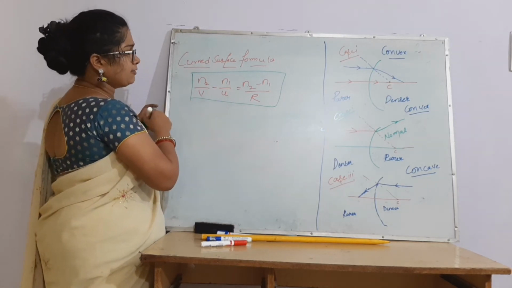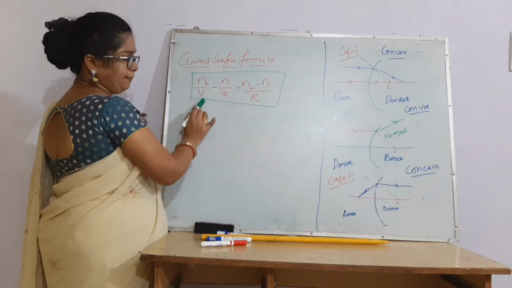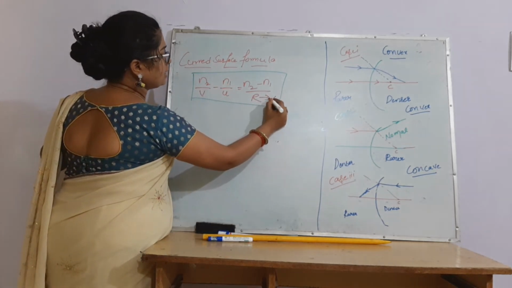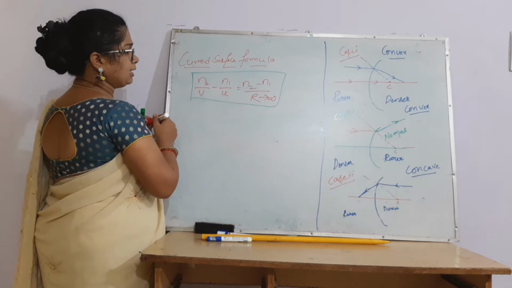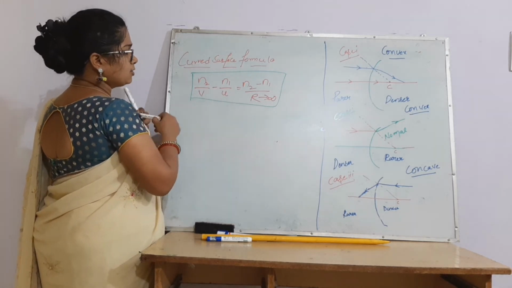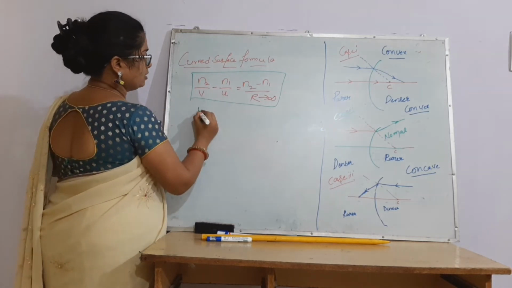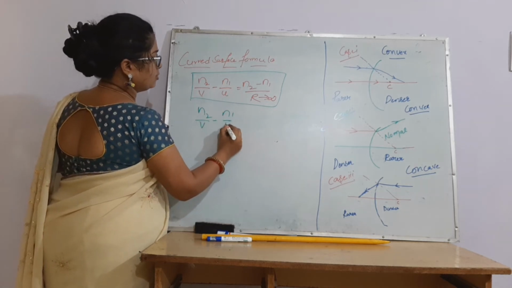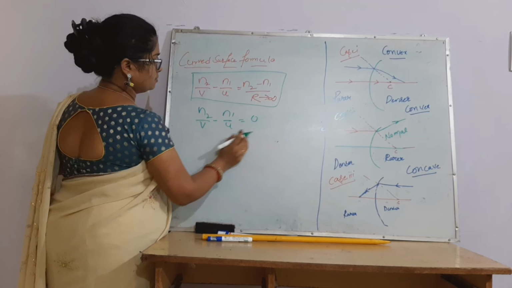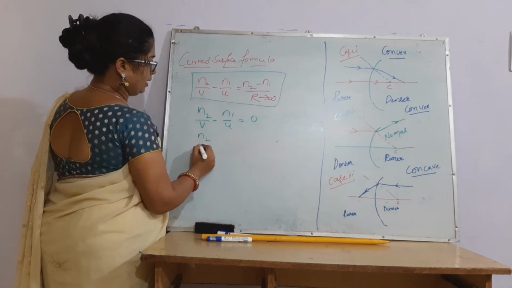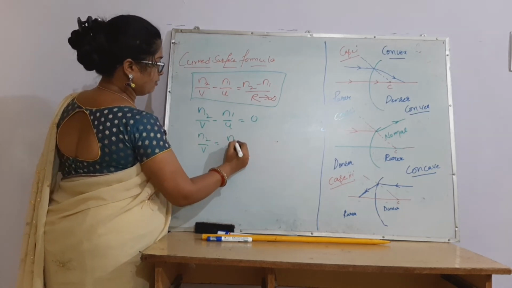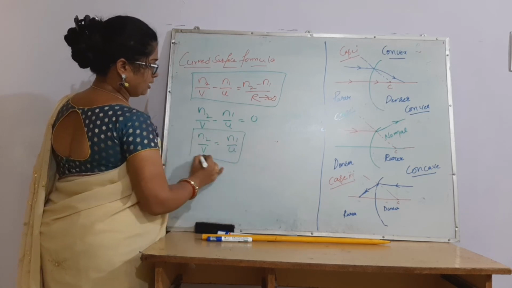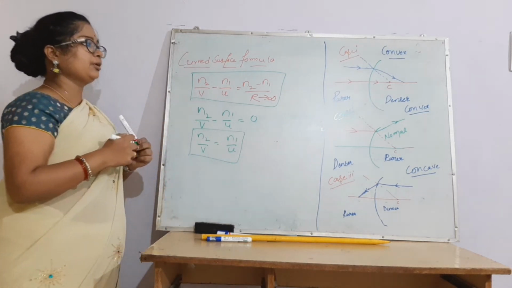If it is a plane surface, instead of a curved surface, R you need to give it as infinity. R tends to infinity. The same formula, R tends to infinity. So the formula becomes like this, isn't it? N2 by V minus N1 by U is equal to 0. So N2 by V is equal to N1 by U. This is your plane mirror formula.